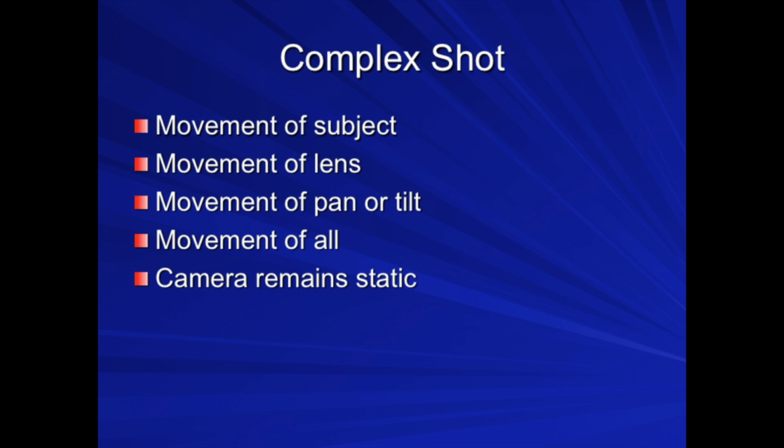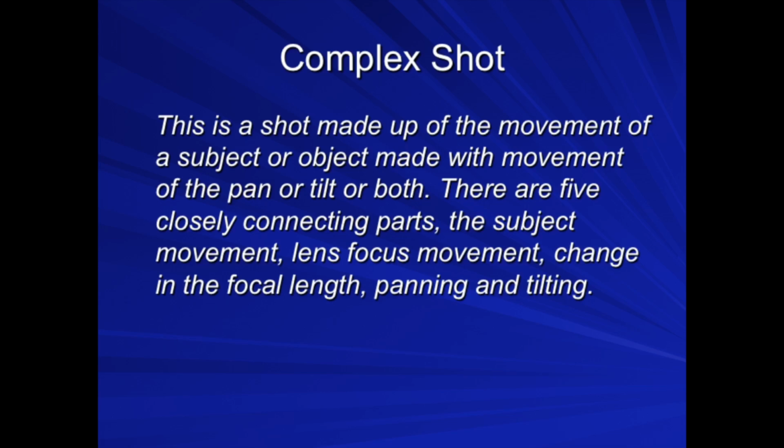The next shot is the complex shot, and the complex shot contains the movement of subject, movement of lens, movement of pan or tilt, movement of all, and the camera still remains static. So this is a shot made up of a movement of a subject or object made with the movement of a pan or tilt or both. There are five closely connecting parts: the subject movement, lens focus movement, changing the focal length, panning and tilting.